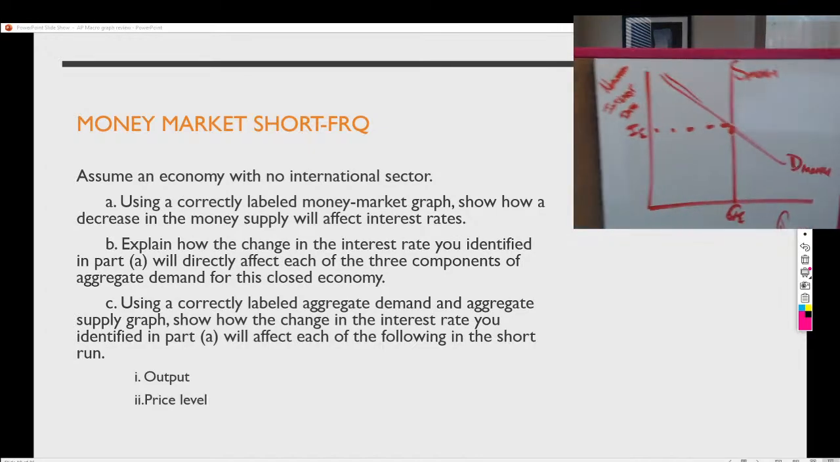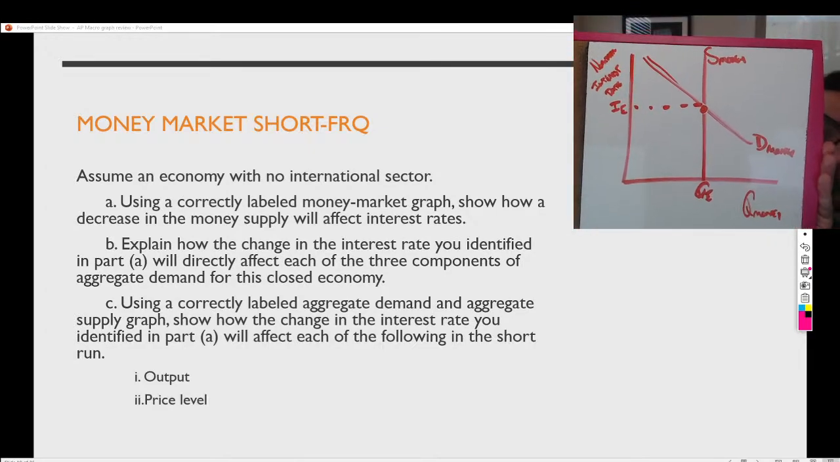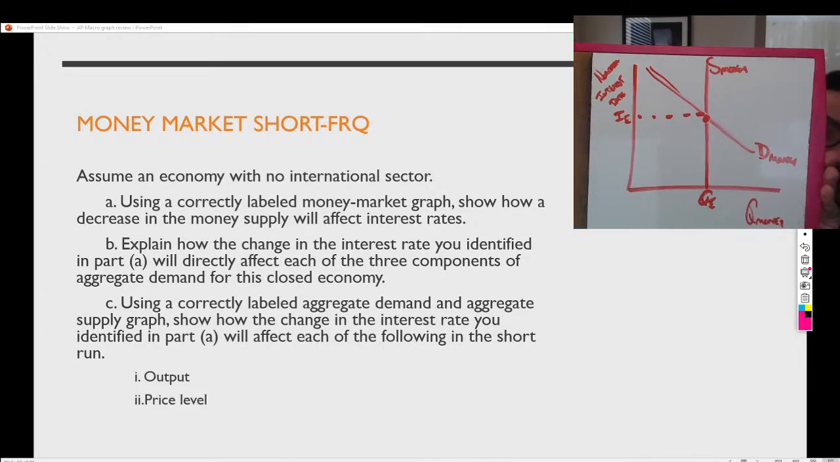So here's my graph. Look at that. Boom. Nominal interest rate, quantity of money, QE, that doesn't matter if I did IE or not. Supply of money, demand for money. Boom.